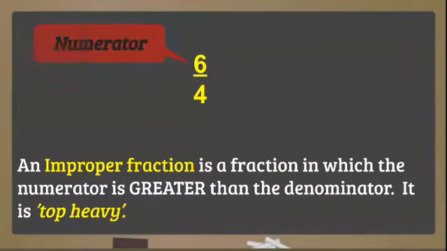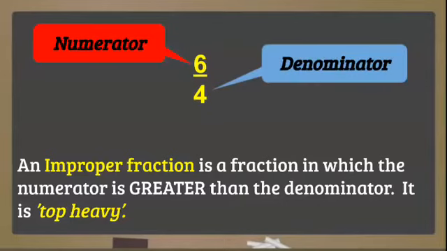So as a review, what's an improper fraction? An improper fraction is a fraction in which the numerator is greater than the denominator. It is said to be top heavy, and you can see that in our example with our numerator 6 greater than our denominator 4.